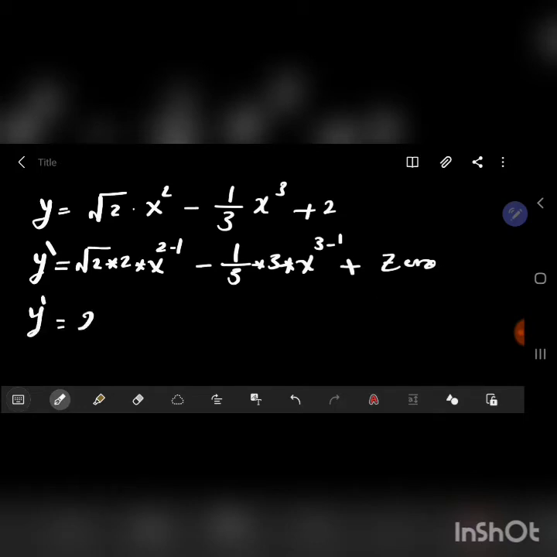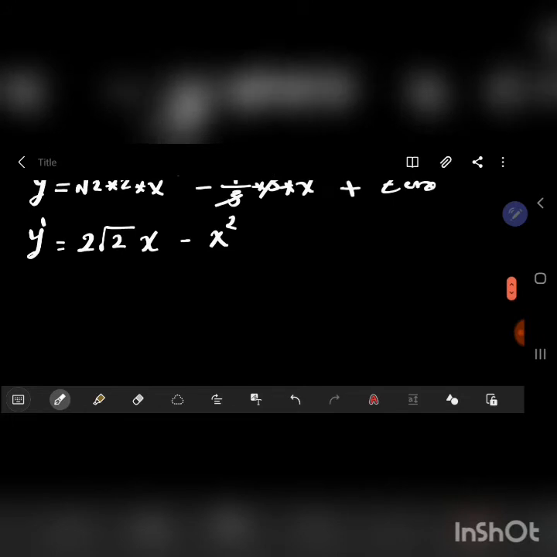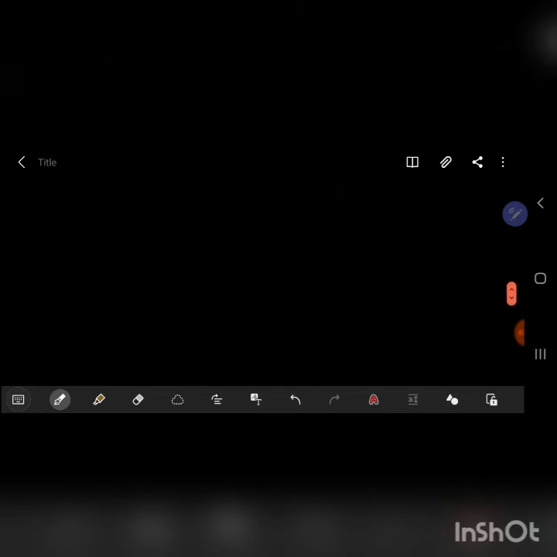Y prime equal to 2 square root of 2 x to the power 1, we don't write 1, minus 3 will remove 3, it will be x to the power 2, x squared, plus 0, we don't write 0. It's that simple. Please save the rules in your mind. You will solve any question I give to you. Now we will take another example.